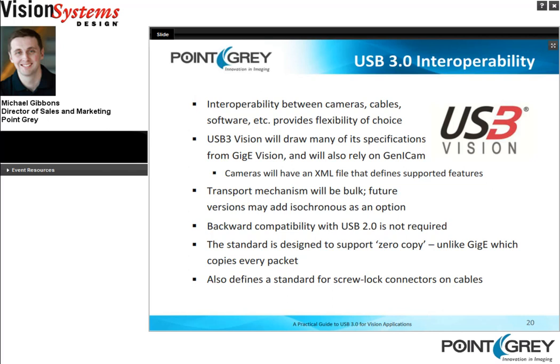One thing to note is that backward compatibility with USB 2 is not required. So if that's important to you, you should check with your camera vendor to make sure that they do support USB 2. The standard is designed to support zero copy, unlike GigE, which copies every packet. USB3 Vision also defines a standard for the actual screw lock connectors on the cables.